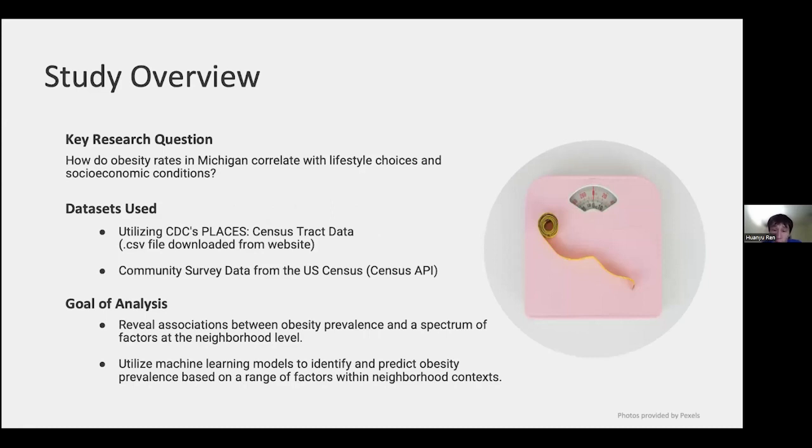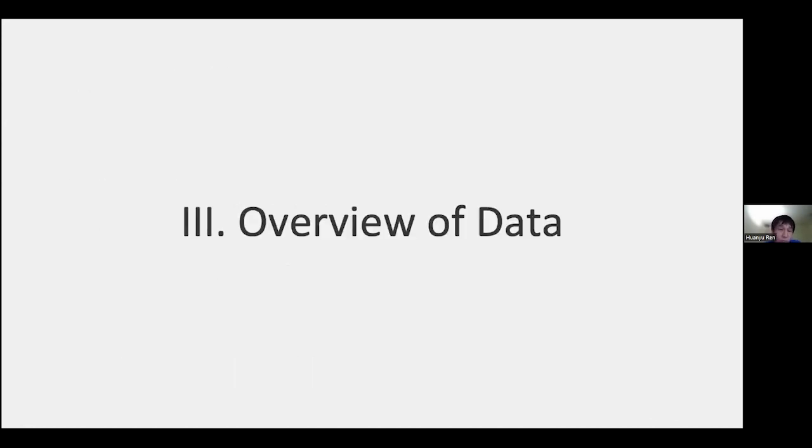Our key research question is how obesity rates in Michigan correlate with lifestyle choices and socioeconomic conditions. About the data sets, we have two: one from the CDC's PLACES and the other from the community survey data. Our other analysis goal is to predict obesity prevalence using machine learning models.